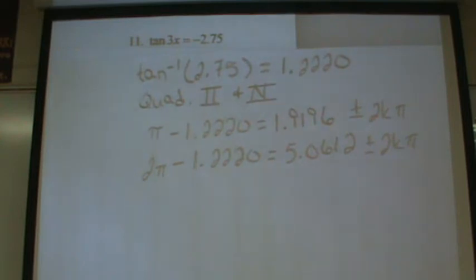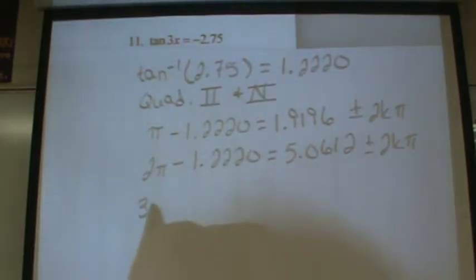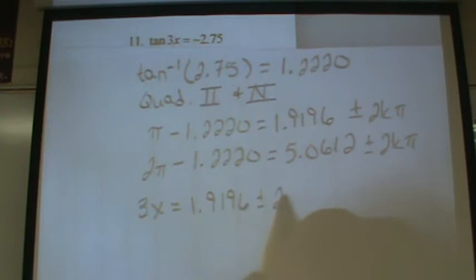And then we have to set those values equal to 3x. So we have 3x equals 1.9196 plus or minus 2k pi. Solving for x, we divide by 3. So we get 0.6399 plus or minus 2/3 k pi.